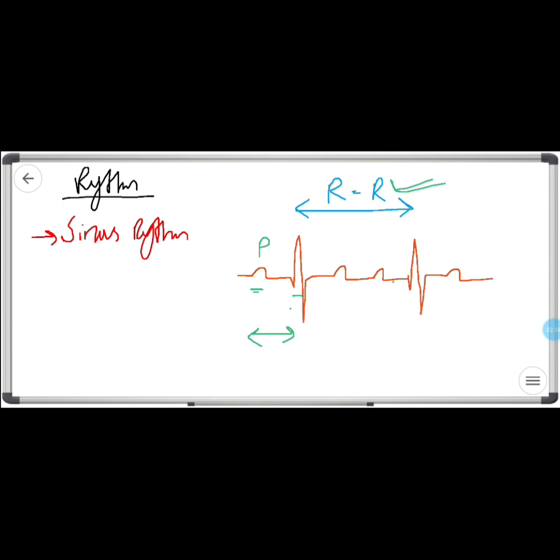So the regular rhythm is like sinus rhythm, and the irregular rhythm could be sinus arrhythmia, or it could be atrial fibrillation, ventricular fibrillation, or the blocks. Let me show you a picture of the sinus rhythm.